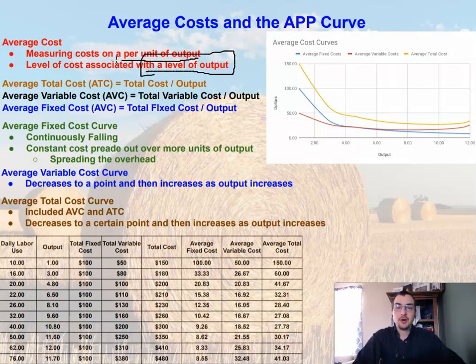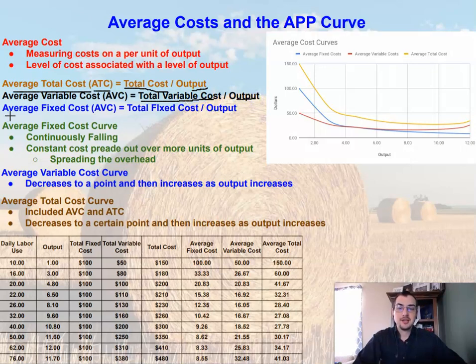So how do we calculate the averages? If it's on a per unit of output, how do we get to that? Well, it's very simple. We just divide it all by output. So if we're going to calculate average total cost, ATC, notice that I like my abbreviations here as well, we're going to take total cost, or TC, divided by output. To calculate average variable cost, AVC, we're going to take total variable cost divided by output.